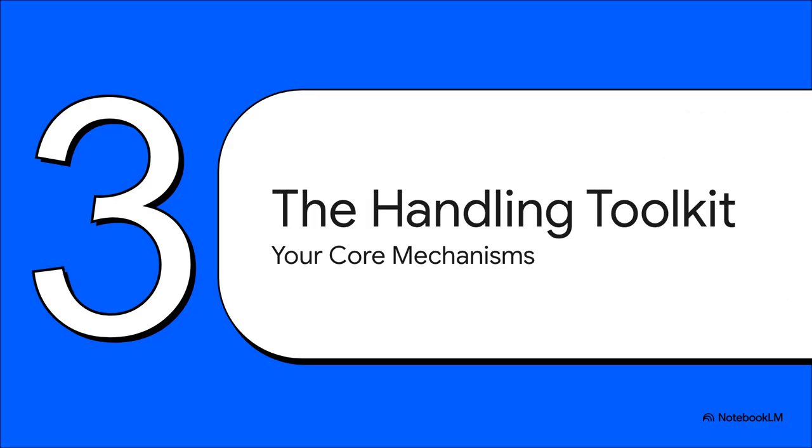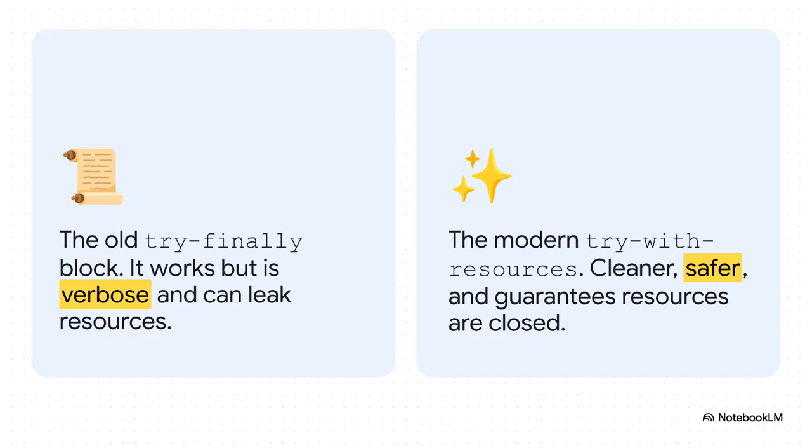All right, so we've got the theory, we've got our map of the exception world. Now let's open up the actual toolkit that Java gives us to deal with all this stuff. Look at the code on the left. That's the old try-finally block. It works, but it's clunky. And what happens if fr.close() itself throws an exception? It gets messy.